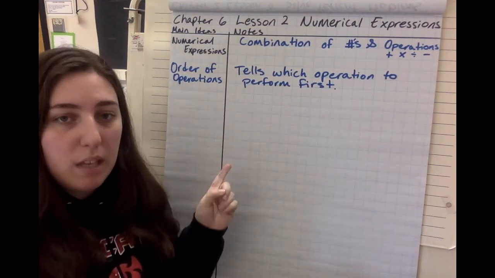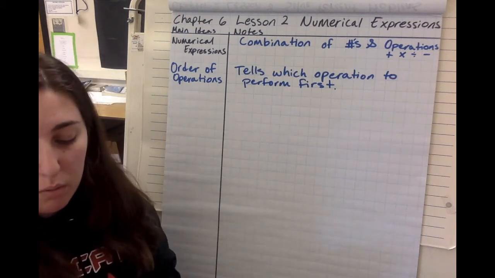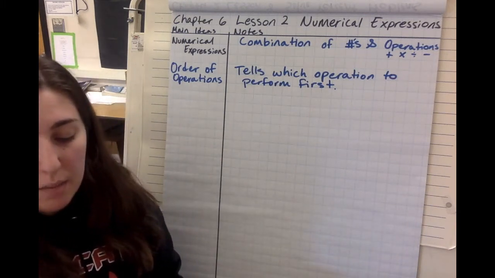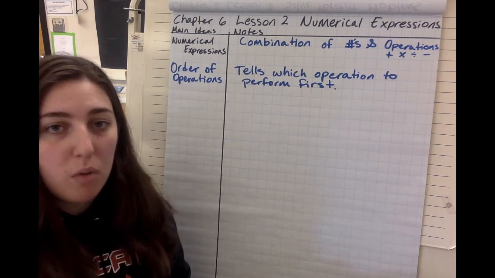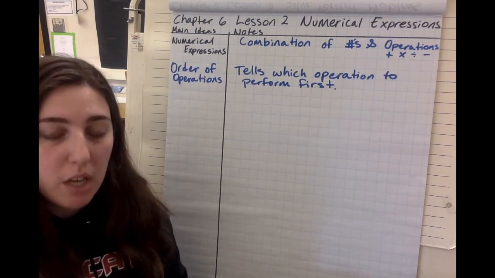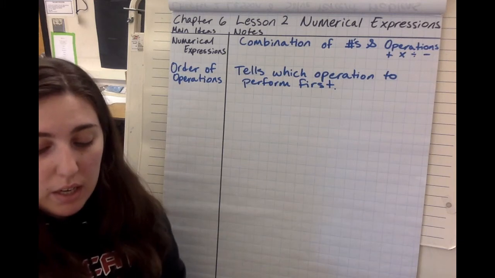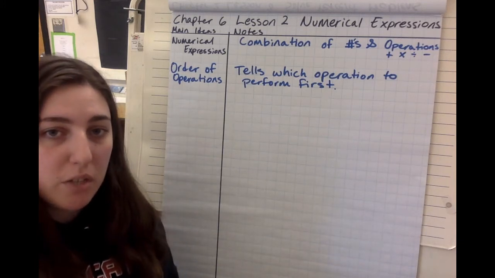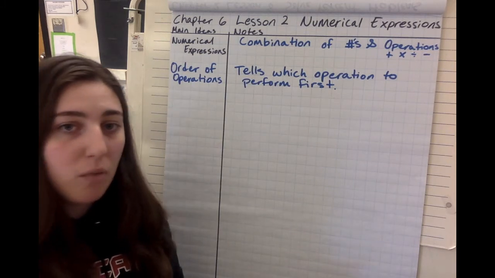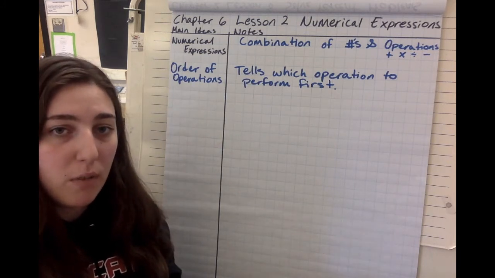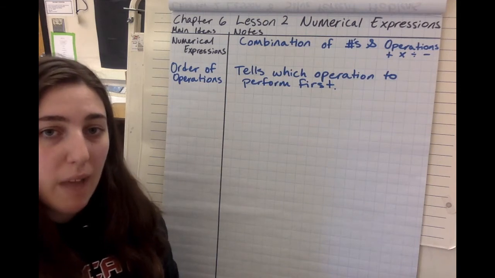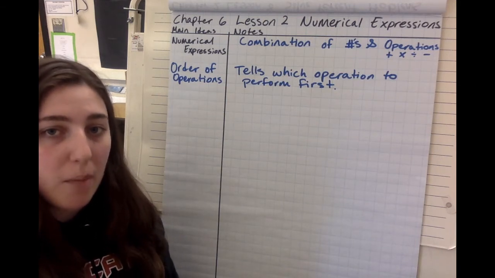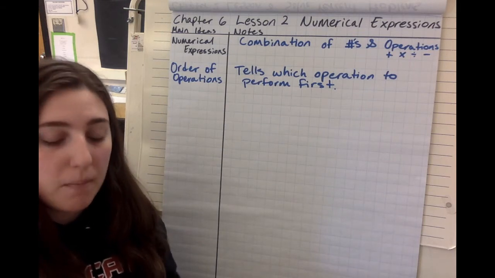This is really important because when we're trying to simplify an expression, we need to know which operation to perform first so that everybody solves it the same way and we all find the same value for each expression. If I solve it one way and someone else solves it a different way, we're going to get two different values for the same expression. So that's why order of operations is really, really important.